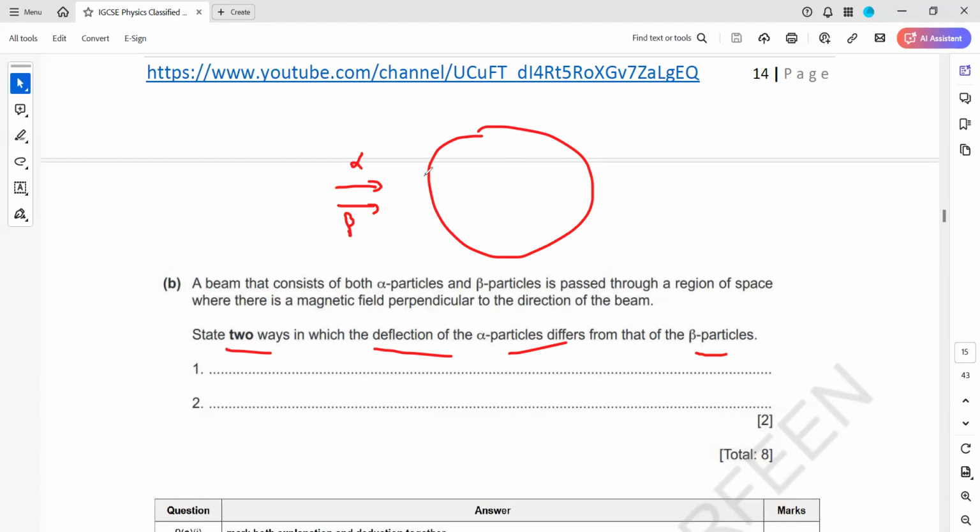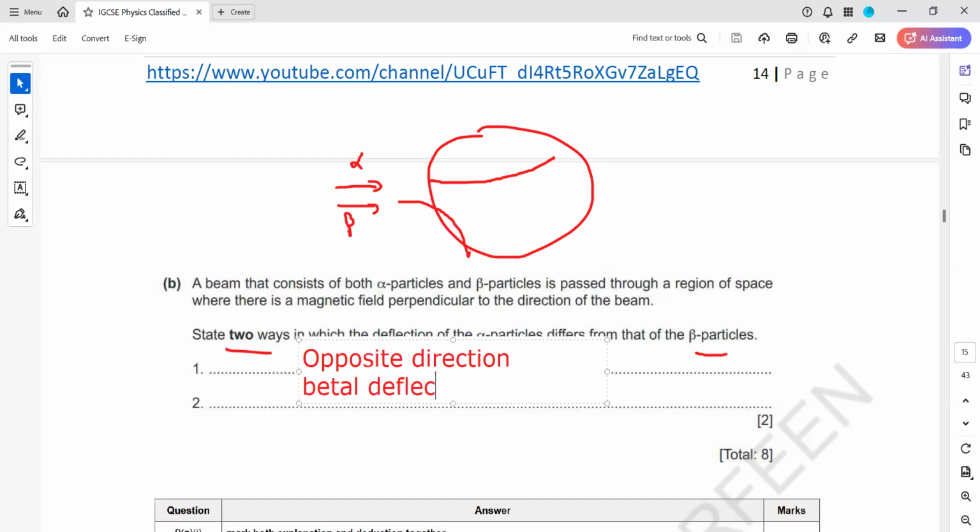First thing, they will move in opposite directions and which will have a large deflection? Gamma does not deflect. Beta. So in opposite directions they will deflect, and the beta deflection will be larger. Okay, clear?